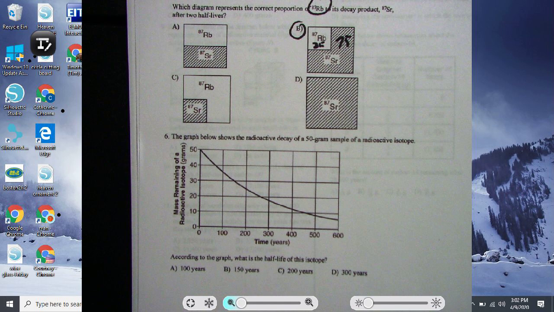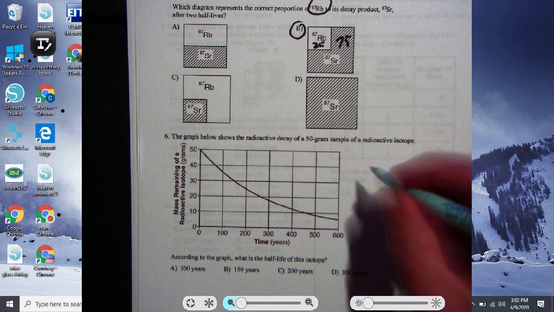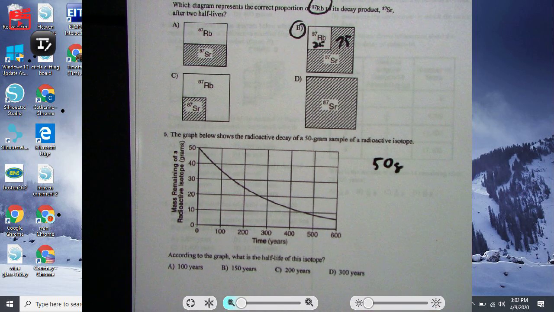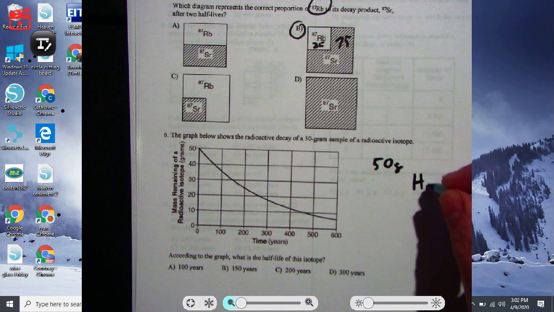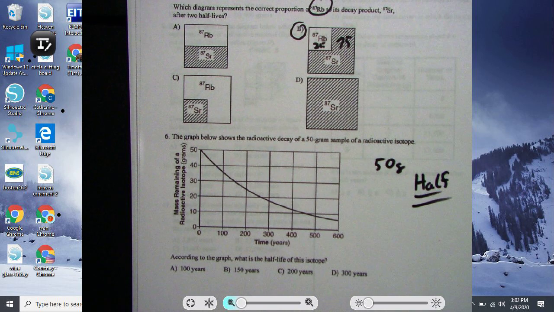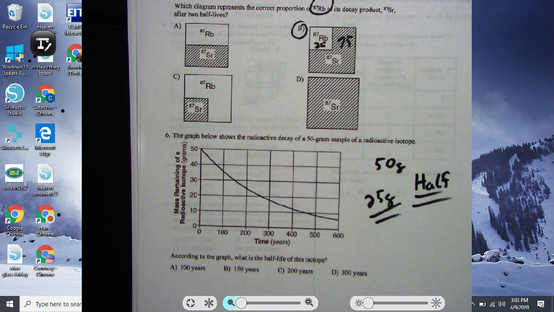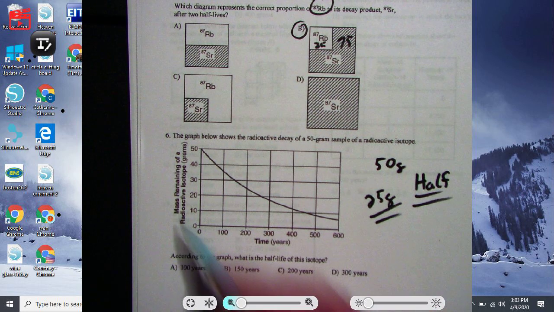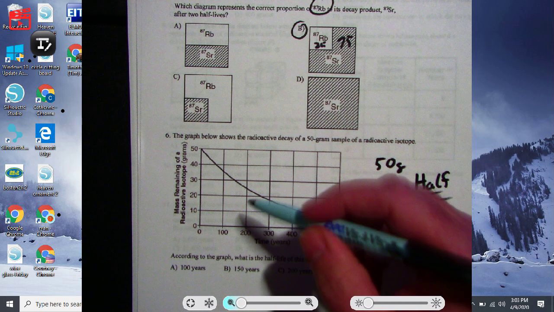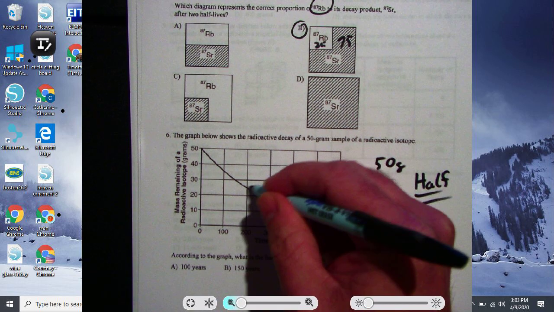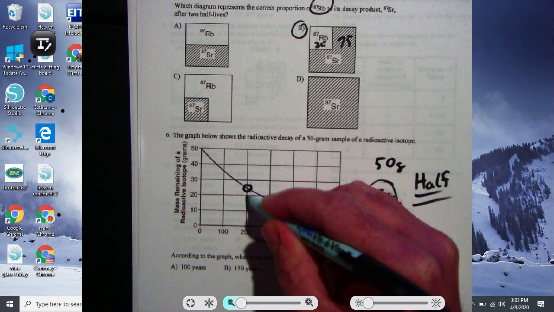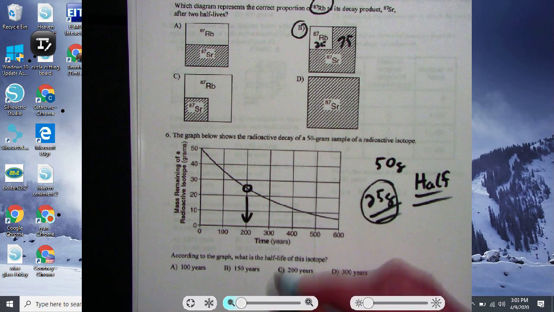Well, here's the thing. How much are we starting with? We're starting with 50 grams. And what phrase have we talked about all day? The word is half. What is half of 50? I'm insulting your intelligence by even asking you that question, but half of 50 is 25 grams. So, after 1 half-life, where is it at 50 grams? Where is it at 25 grams? That's going to be right here. 25 grams gives us a period of time of 200 years.